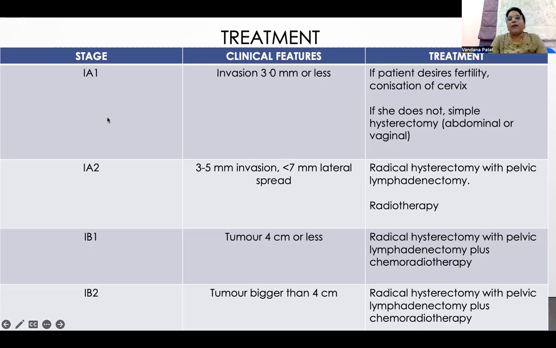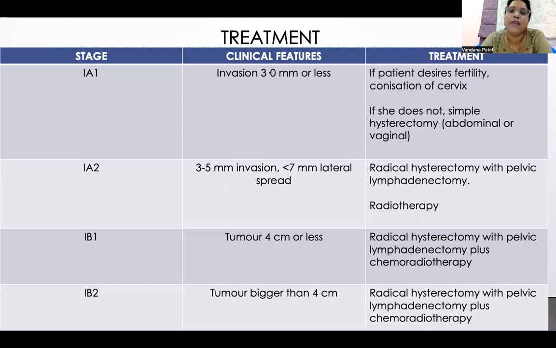In stage 1A1, since the depth of the tumor is less, less than 3 millimeter, it can be easily treated with the conization procedure of the cervix. In this procedure, a conical area of the cervix is removed, particularly the transformation area. As discussed earlier, what is the transformation area?